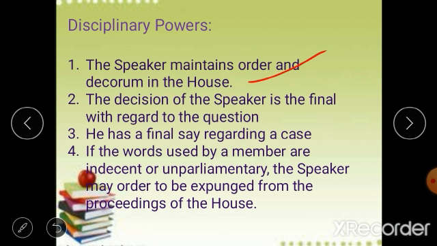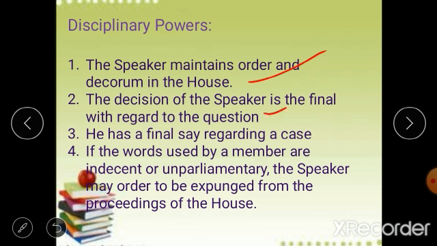The next one is the decision of the speaker is the final say with regard to the question whether a member stands disqualified under anti-defection law or not. He has to say that if a member is against the anti-defection law, he can take the decision to remove him from the house.